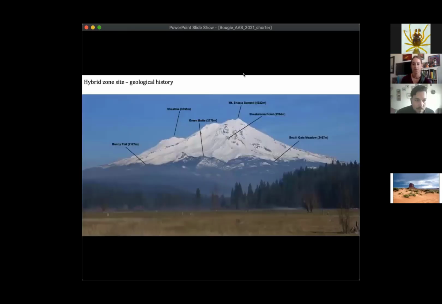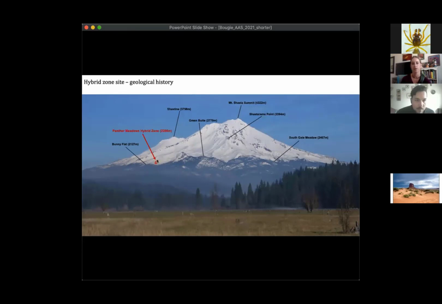Okay, so this is Mount Shasta from the south side, and these are just some of the common landmarks that you'll see if you're looking at it from the south side. And here is Panther Meadows at an elevation of about 2,286 meters. This is where the hybrid zone site, or collection site, is.